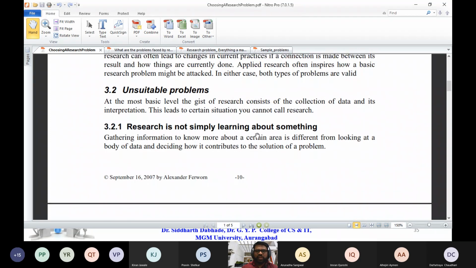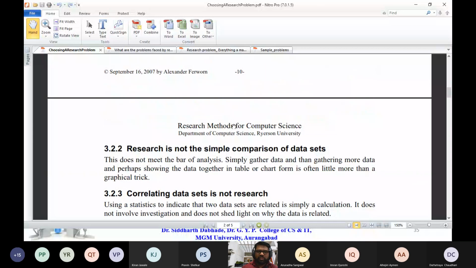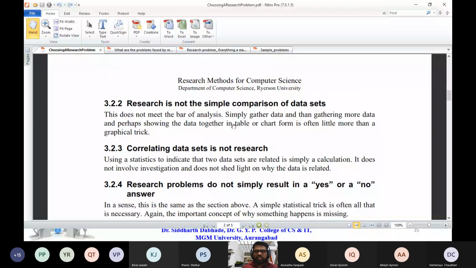So research is not simply learning about something. Okay, so you need to provide a solution to the existing problem. Research is not the simple comparison of your data sets. Most of the time, the student or academician just collects the data and tries to plot the graph on that data in the form of bars or analysis, and they say, yes, this is the research work. It is not a proper or quality research work. So you need to give the appropriate prediction or judgment. What are the reasons behind that?